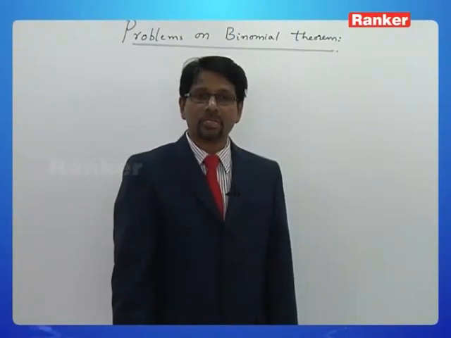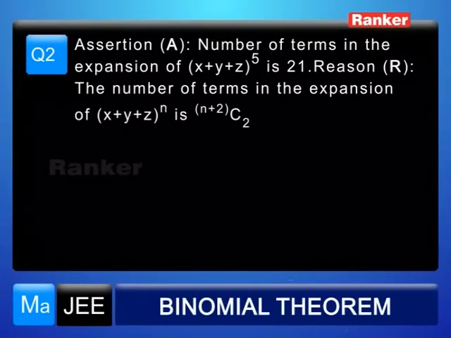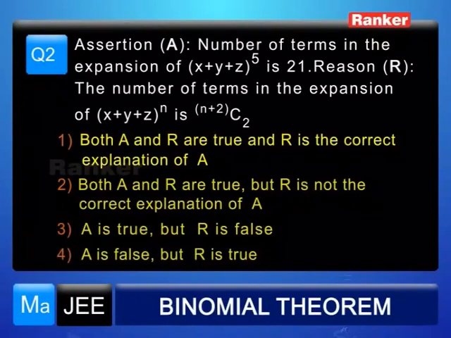Okay, let's move on to the next question. It is an assertion reasoning type. Assertion A: the number of terms in the expansion of x plus y plus z power 5 is 21. Reason: the number of terms in the expansion of x plus y plus z to the power n is n plus 2c2. First option says both A and R are true and R is the correct explanation of A. Second option says both A and R are true but R is not the correct explanation of A. Third option says A is true but R is false. Fourth option, A is false but R is true.